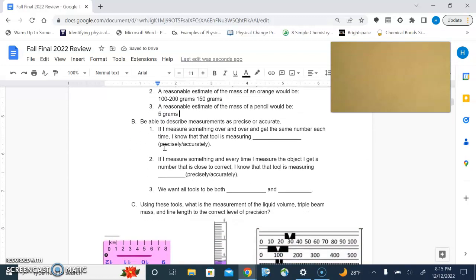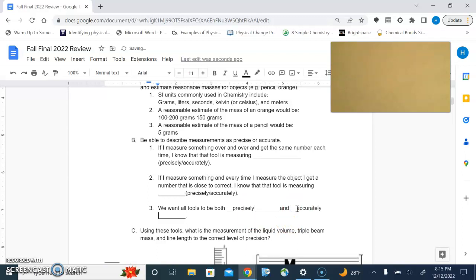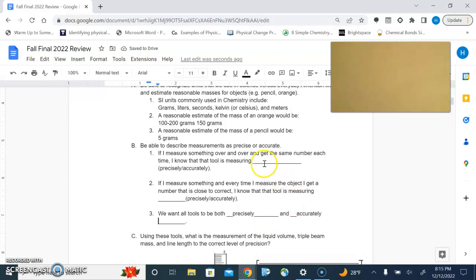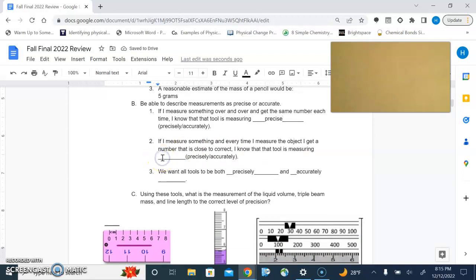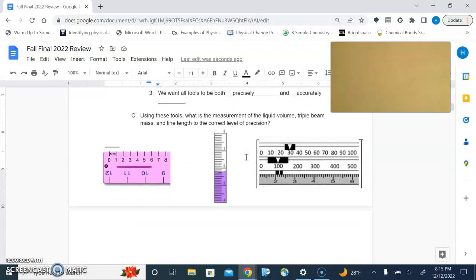Coming on down here, when we measure something, we want a tool that measures both precisely and accurately. But if we want to get more into the nitty-gritty of what that means, well, a tool that is measuring over and over and getting the same number, that tool may be precise. It's not necessarily accurate, but a tool that is measuring and getting the correct number is an accurate tool. So we have precise tools, we have accurate tools, and ideally we want tools that are both precise and accurate.